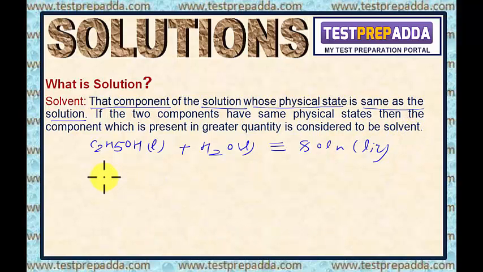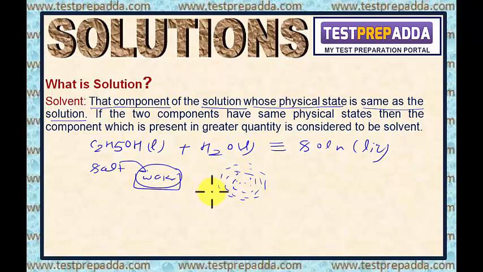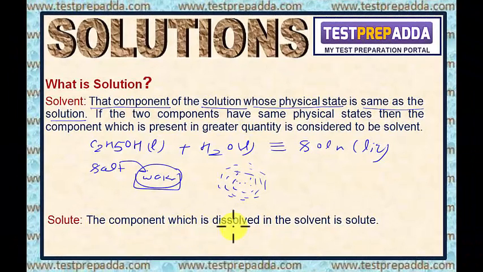Students, let me tell you, the meaning of dissolution is, when you put salt in water, water molecules will surround the salt particles. This is called dissolution, and this way solution is obtained. Now we have defined this solvent. Now easily you can say solute as that component which is dissolved in the solvent, because now solvent is defined.